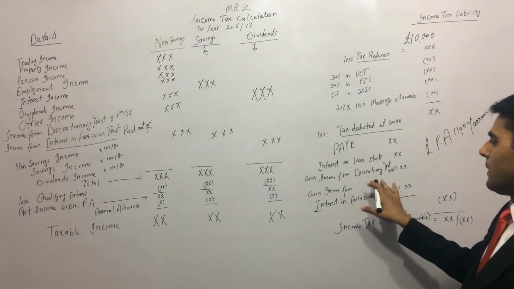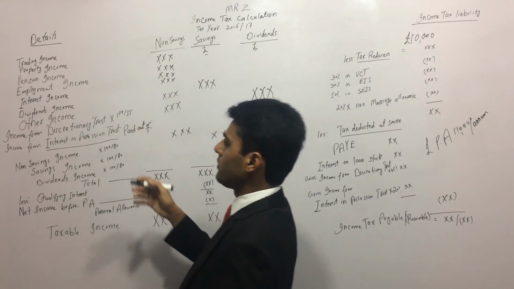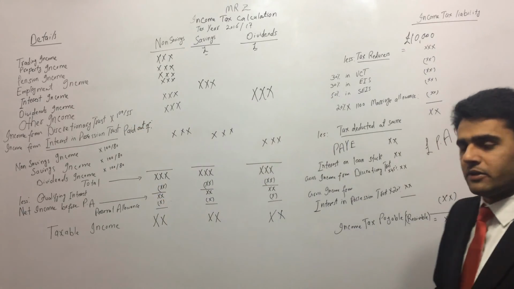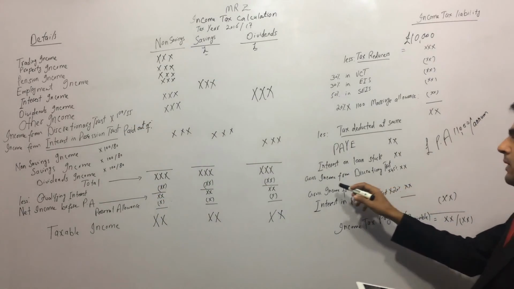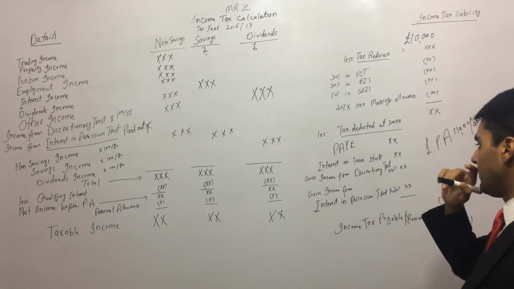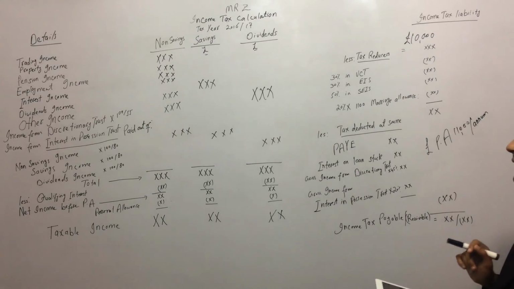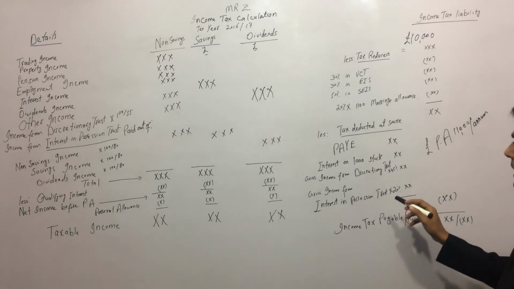Likewise, if you talk about that discretionary trust, here you go, income from discretionary trust, 45% of the tax has already been deducted. What we do is we take the gross amount of income from this discretionary trust and we multiply it by 45%. So we'll take the 45% of that. That will also be tax deducted at source.